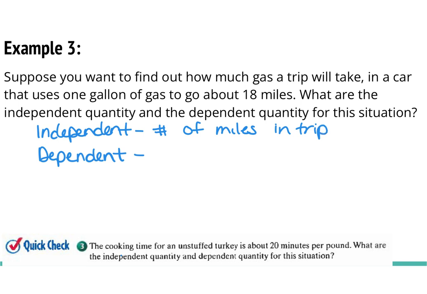My dependent is depending on how many miles I have to go, and my dependent is going to be the number of gallons of gas. Because it's going to take a lot fewer gallons of gas to drive to Kansas than it would to drive all the way to Florida. So dependent is how many gallons it would take based on how many miles we need to go.